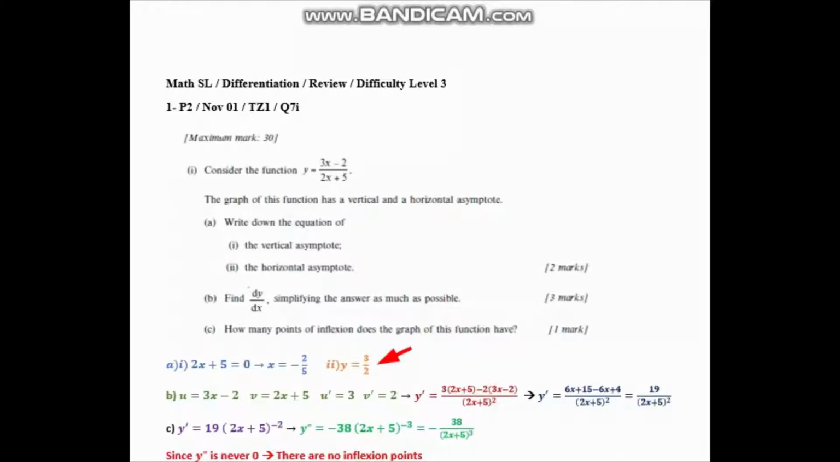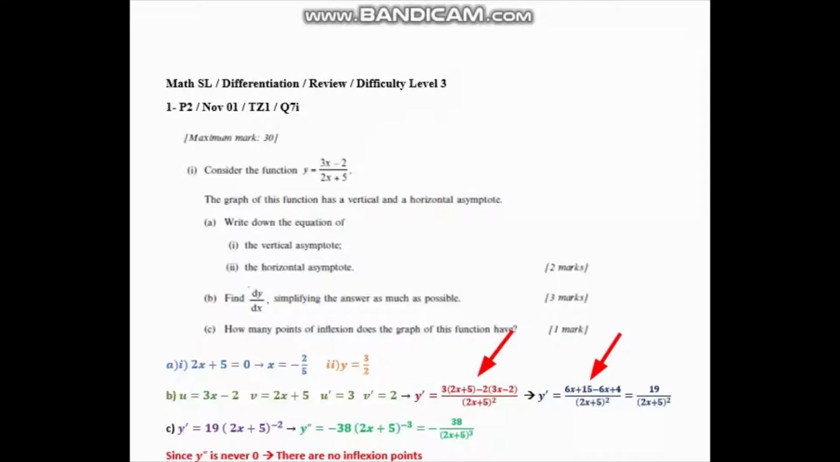In B, you are asked to find dy by dx and to simplify as much as possible. This is a quotient rule problem, obviously. u is the numerator, 3x minus 2, v is the denominator, 2x plus 5, u dash is the derivative of the numerator, which is 3, and v dash is the derivative of the denominator, which is 2. So we plug them into the formula, (v u dash minus u v dash) over v squared, and we expand the numerator to simplify.